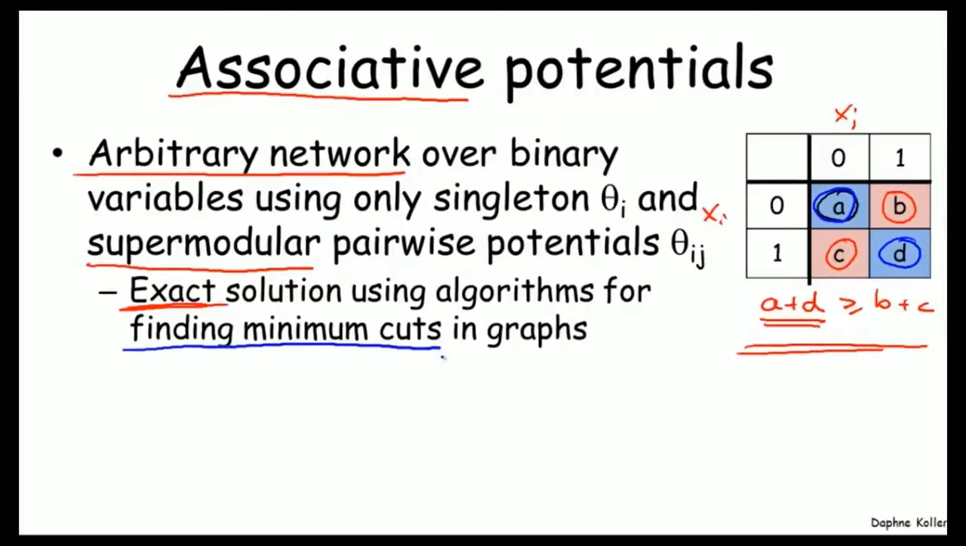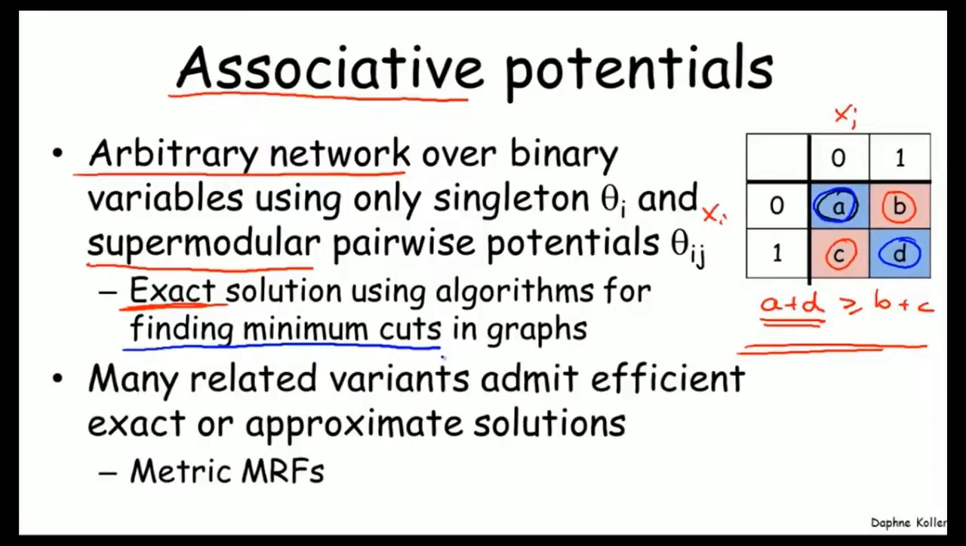For non-binary valued random variables, exact solutions are no longer possible, but it turns out that very simple heuristics can get very, very high quality answers very efficiently. And so many related variants that are not necessarily binary admit either exact or approximate solutions. And specifically, we talked before about the class of metric MRFs, which occur a lot in computer vision as well as other applications. And it turns out that for metric MRFs, even over non-binary variables, you can use these very efficient algorithms.